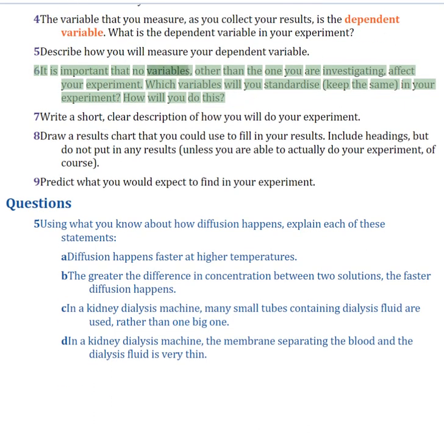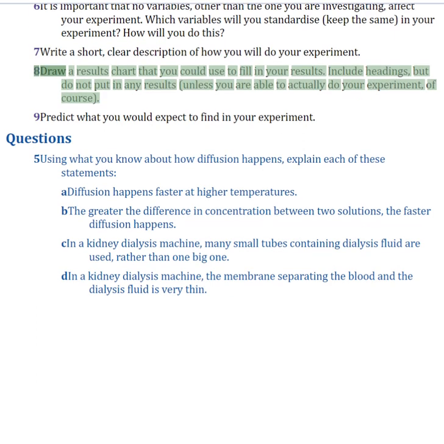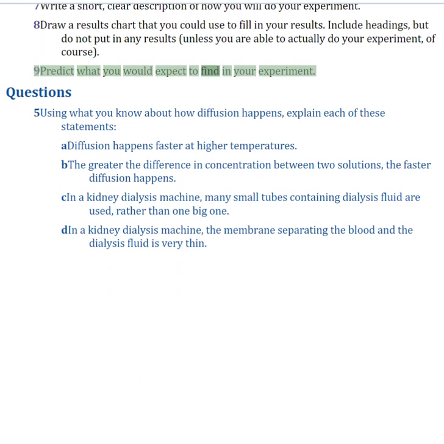6. It is important that no variables, other than the one you are investigating, affect your experiment. Which variables will you standardize in your experiment? How will you do this? 7. Write a short, clear description of how you will do your experiment. 8. Draw a results chart that you could use to fill in your results. Include headings, but do not put in any results. 9. Predict what you would expect to find in your experiment.